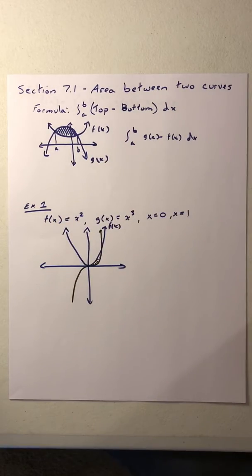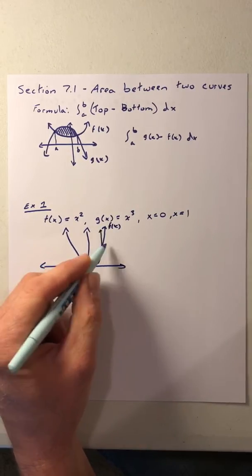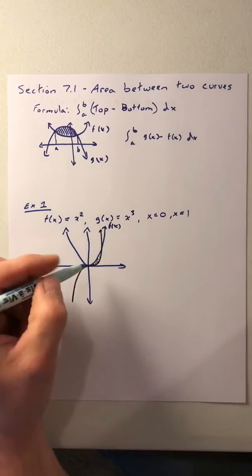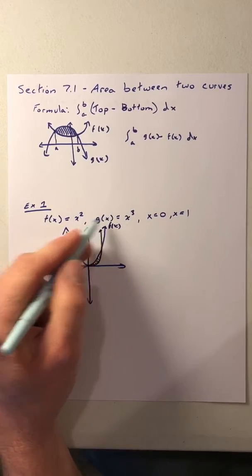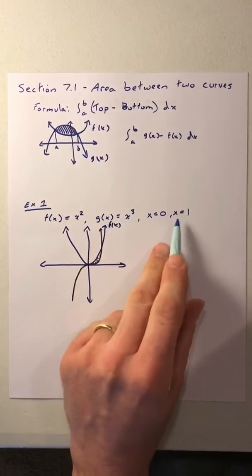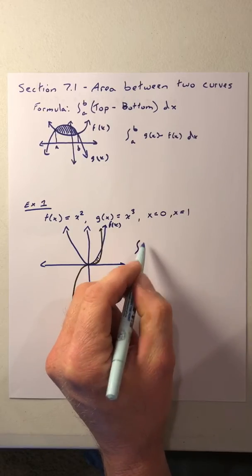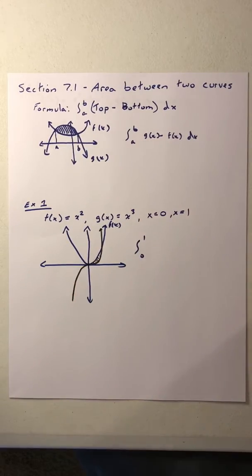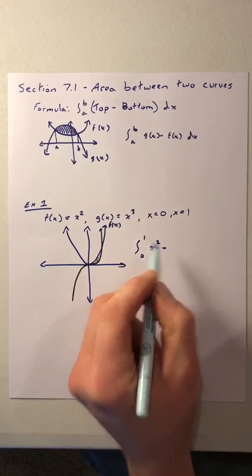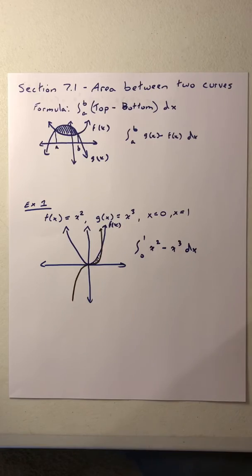So how do we find this area? Well, I know these two points of intersection. The region that we're looking at is between 0 and 1. And I know by experience that we're going to go through 0. So if x equals 0, they're both equal. And if x equals 1, they're both equal. So I know my endpoints are going to be 0 to 1. My top curve is actually x squared minus my bottom curve, which is x to the third dx.